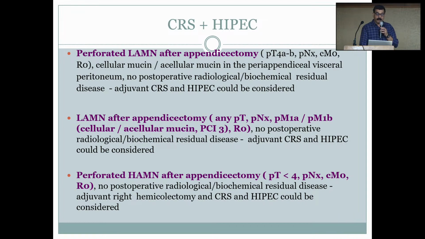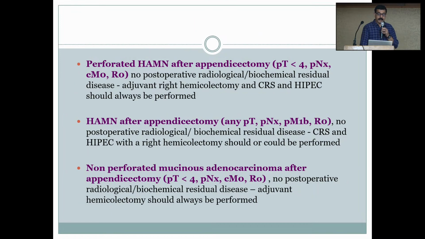For a perforated LAMN after appendicectomy with T4A with a PCI more than 3, we can consider a CRS plus HIPEC for these patients. And for LAMN after appendicectomy, cellular or acellular mucin with no residual disease, any T, adjuvant CRS could be considered. That is, again, it depends upon the PCI index of the patient. And perforated HAMN, of course, we'll have to consider for CRS and HIPEC. HAMN after appendicectomy, as I said, is almost always considered a high-grade tumor, so go for CRS and HIPEC. And adenocarcinoma, of course, we consider CRS and HIPEC for the patient.